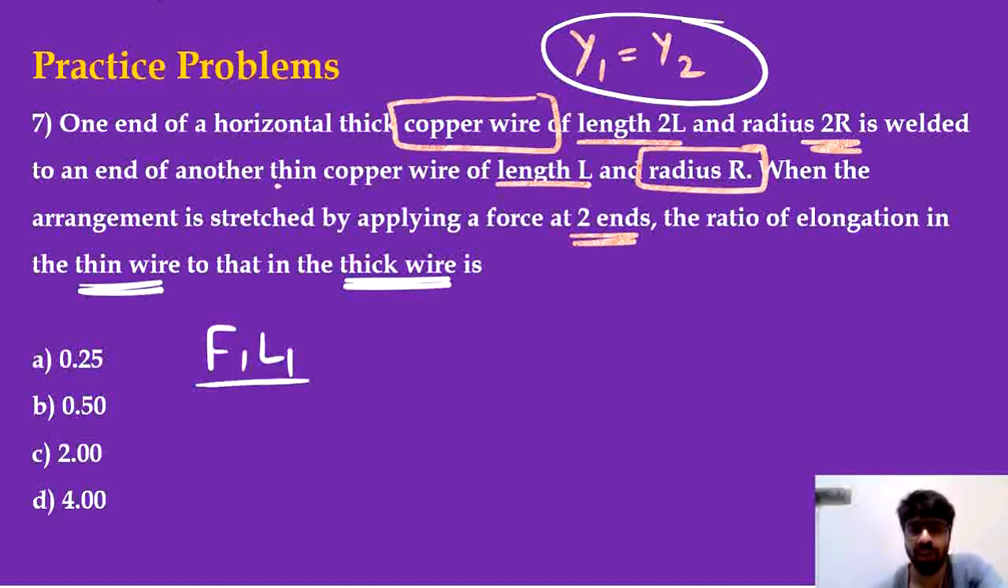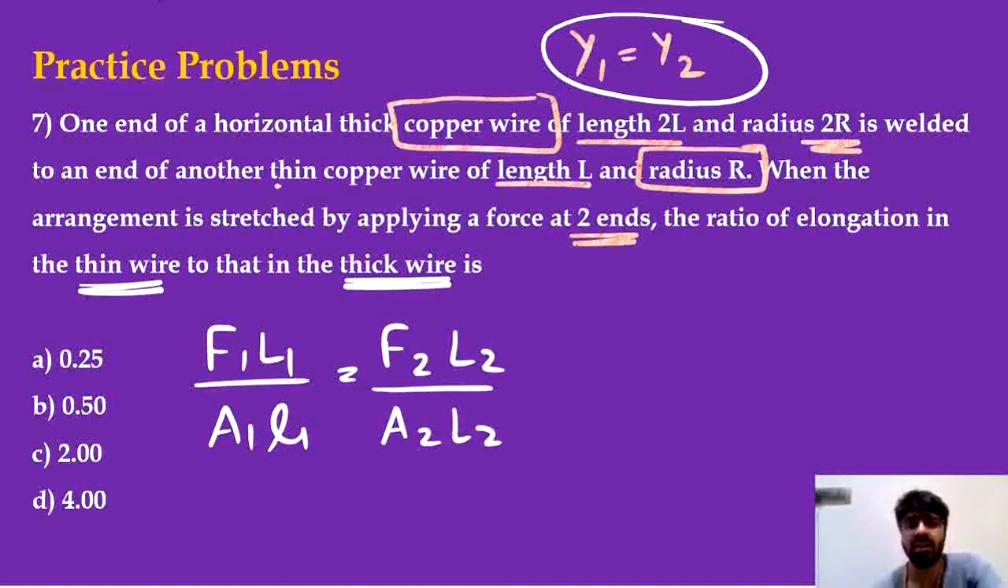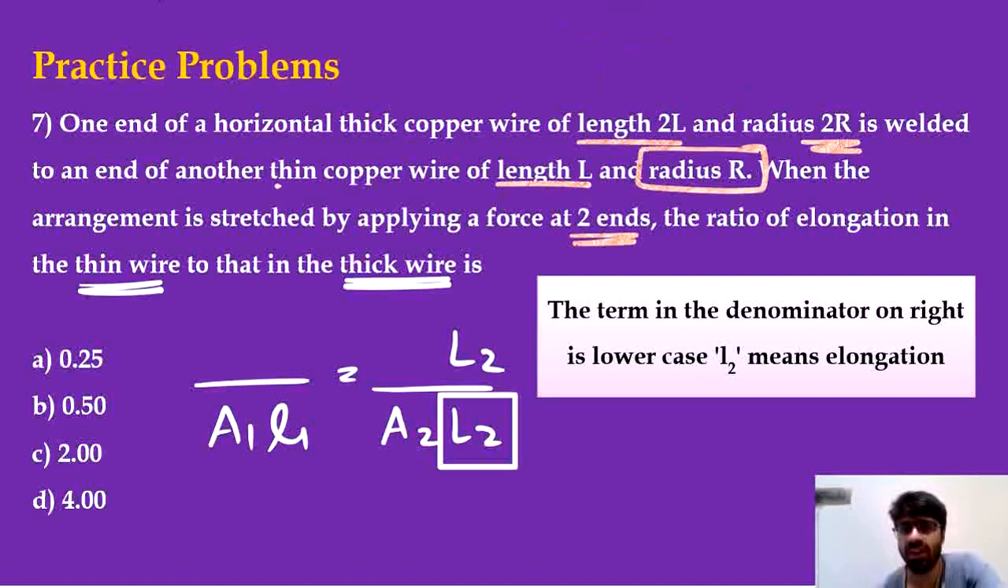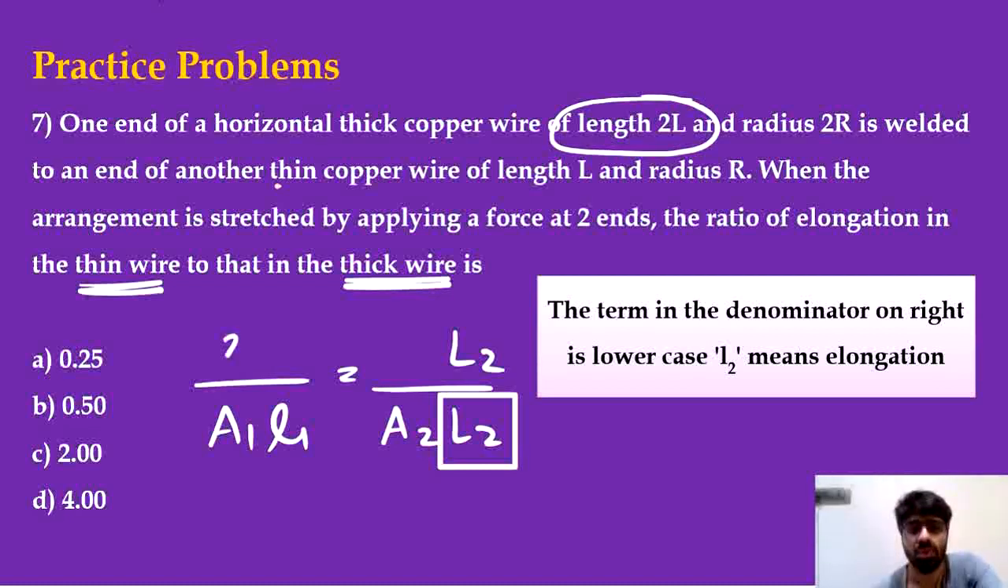Y1 is F1 L1 upon A1 l1, and Y2 will be F2 L2 upon A2 l2. Because the wires are connected in series, F1 and F2 are equal, so we are cancelling them out. L1 is length of the first wire, the thick wire, which has a length equal to 2L. They have given it right here. Check this, the first wire having a length of 2L. So we are writing a 2L there in place of L1. And the second wire has a length of L. So for the thin wire, we are writing L2, that is the length of it as capital L.